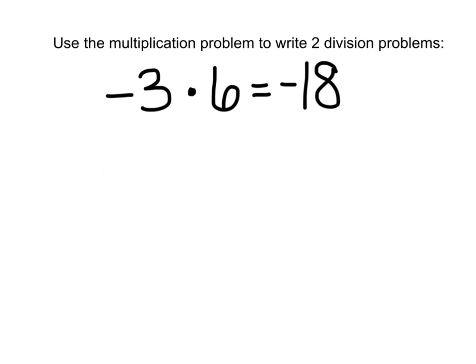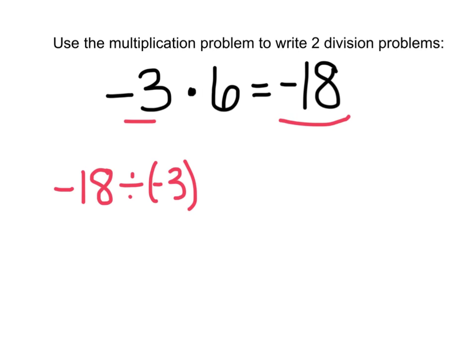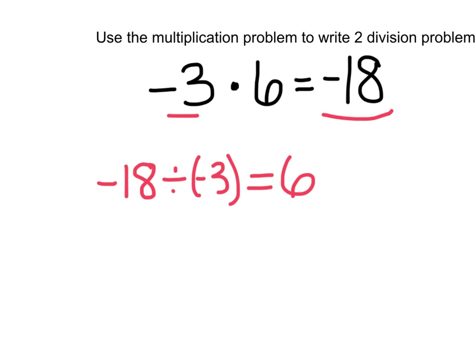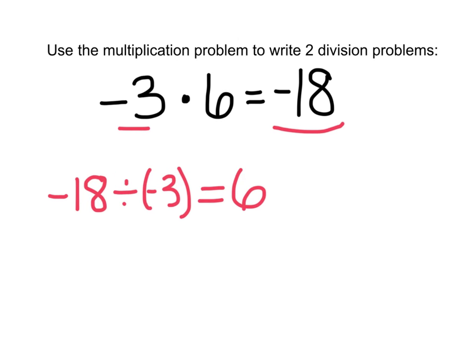Okay, let's use that same idea to rewrite this multiplication problem as a division problem. So we start with our product always. We've got negative 18 divided by, now you can pick either one of the factors here. I'm going to say, let's pick negative 3. So negative 18 divided by negative 3, well, I see it has to equal this last number here, which is a positive 6. Okay, interesting. We have a negative divided by another negative gave us a positive.